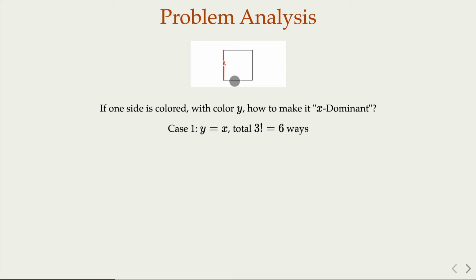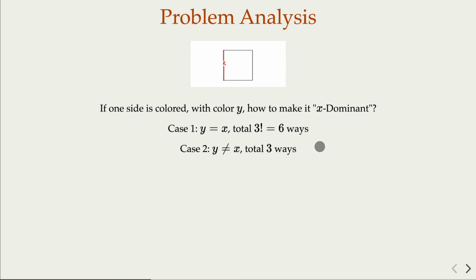What if X is not equal to Y? In other words, I have colored R, but I want to make it green dominant. In this case, we need two sides with green, and the other side would be blue. So where do you choose blue? There are 3 different ways. Once you choose blue, the sides are fixed. So it's a total of 3 different ways.